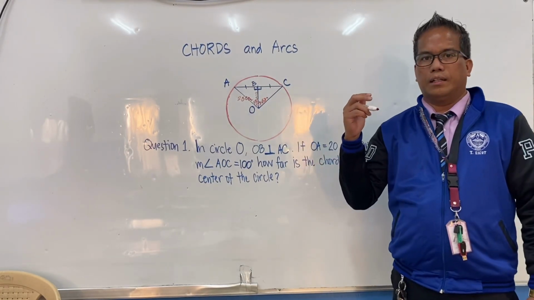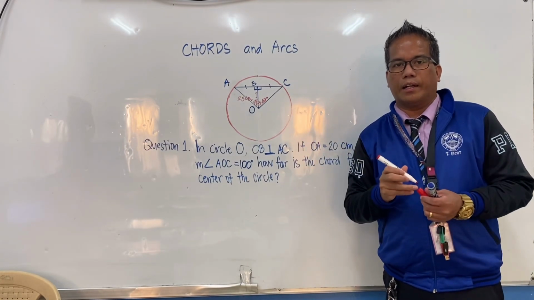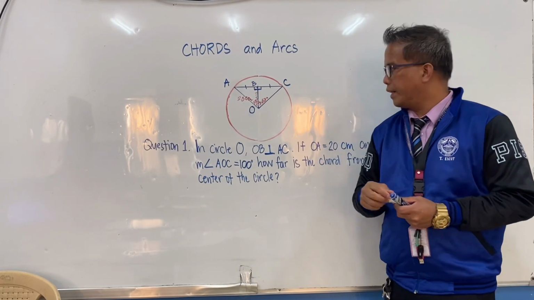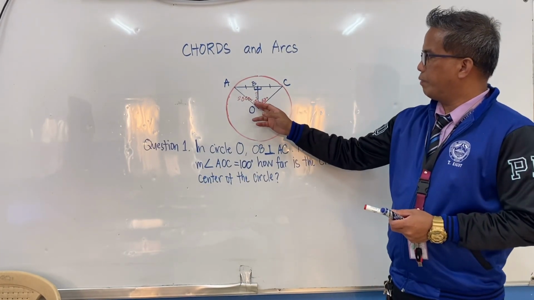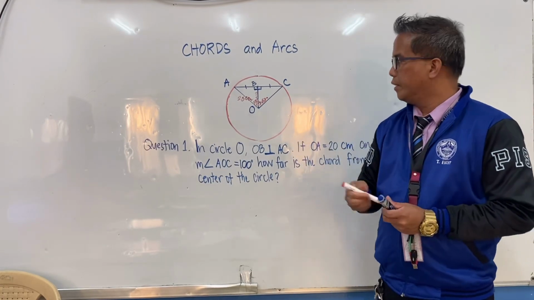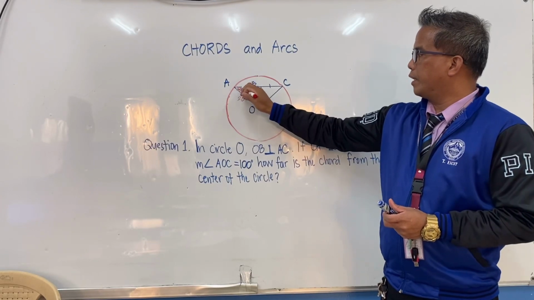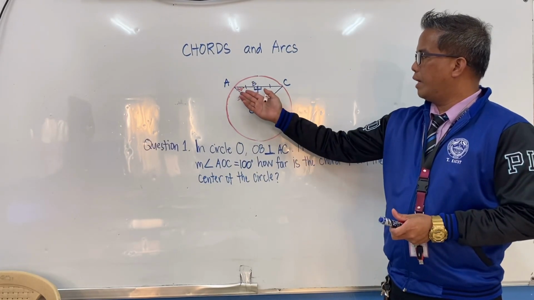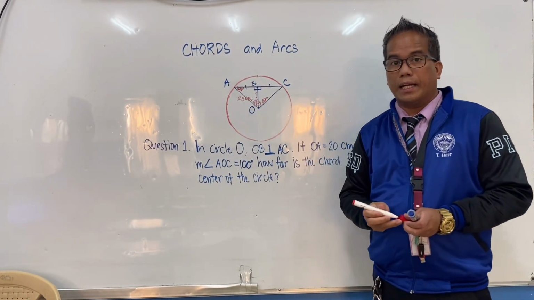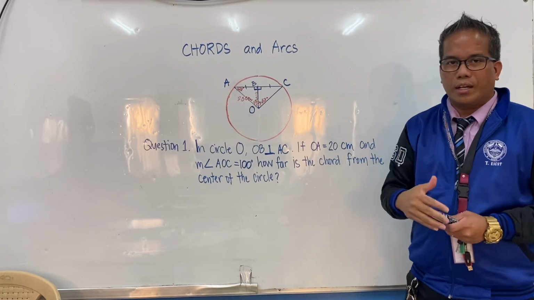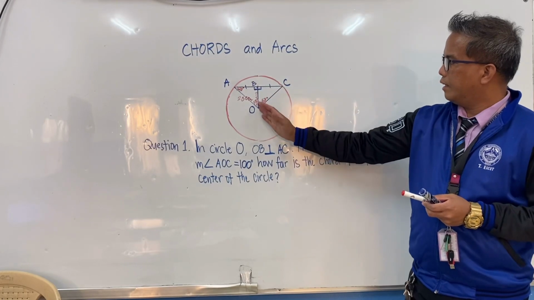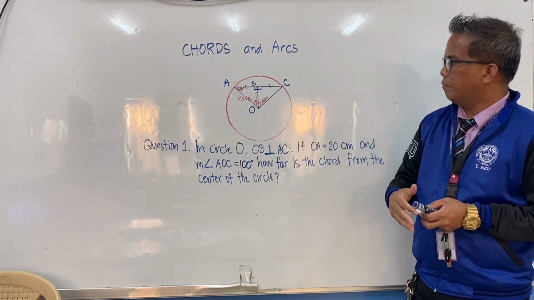In any triangle, the sum of the interior angles is equal to 180 degrees. So we have 90 plus 50 equals 140. Subtract it from 180, angle A will be 40 degrees. And if we add 40 plus 50 plus 90, the total is 180 degrees. We can apply here the trigonometric function to find this distance from point B to O.